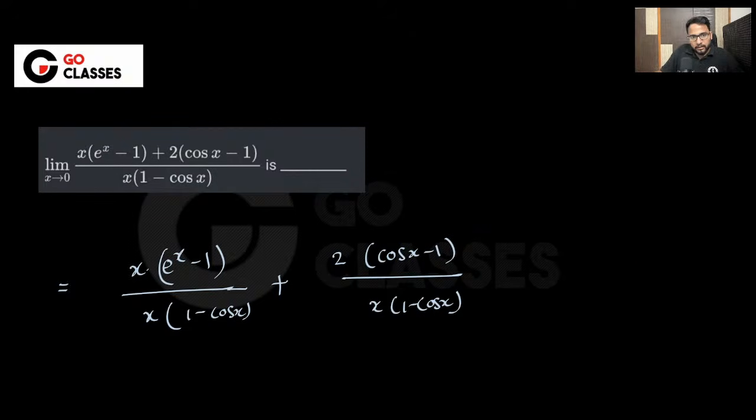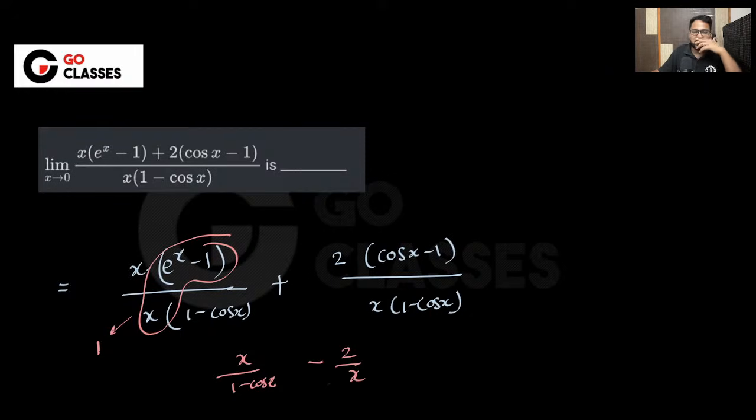Now here this e power x minus 1 upon x, this is 1. I mean, if you want, you can just cancel x and x, but this is 1. Now you are having x upon 1 minus cos x. Plus this is, I think, minus 2 upon x, right? Minus 2 upon x. Okay. Is this fine to everyone?